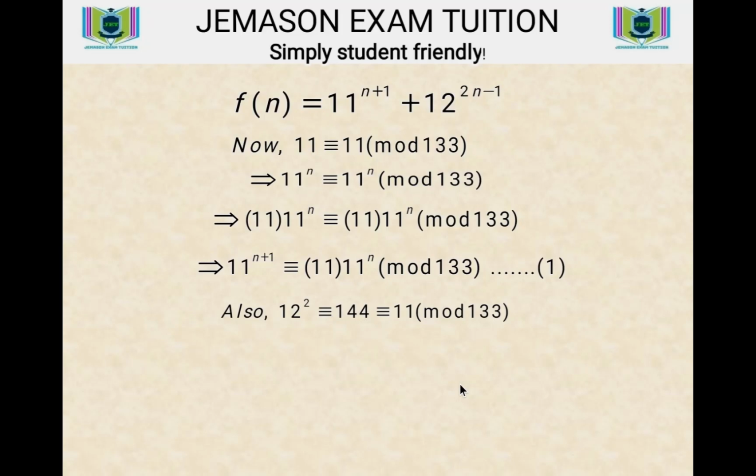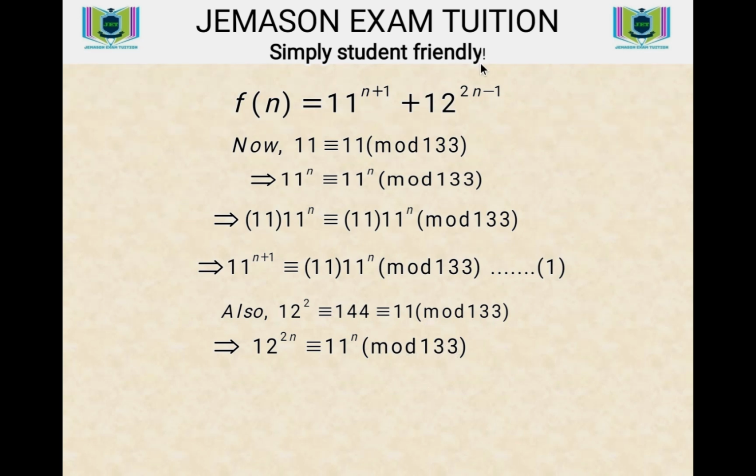So I bring the second term and start building it up first by squaring 12, and 12 squared is congruent to 144, which in turn is congruent to 11 in modulo 133, because when you divide 144 by 133, the remainder is 11. From there, I need to raise both sides to the power n so that I can build up the first term of that power. And so when I raise both sides to the power n, I get 12 to the 2n is congruent to 11 to the n modulo 133.